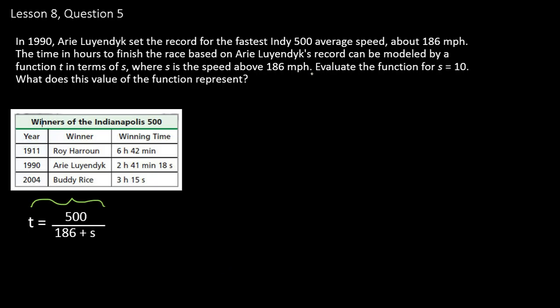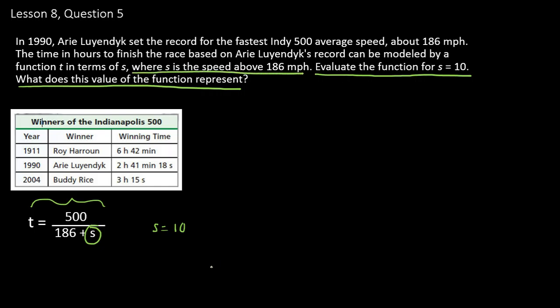Okay, so there are two questions going on here. The first one just tells us to evaluate the function for s equals 10. So if I know s equals 10, I can plug 10 in right here and solve for t. So that's the first part of this. The second part of this is to consider what the value of this function represents. Now remember, this function t, time in terms of s, where s stands for the speed above 186 miles per hour. So consider that when answering the second part of this question.